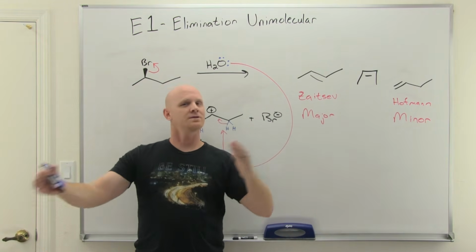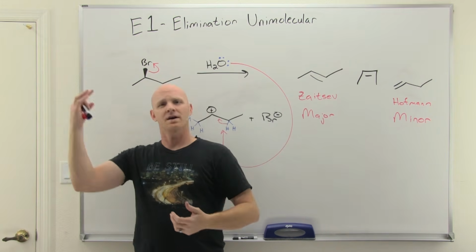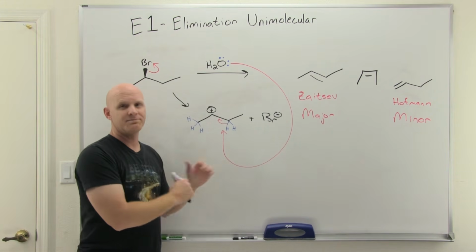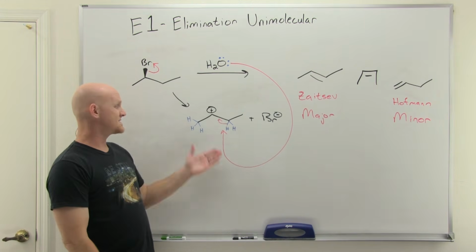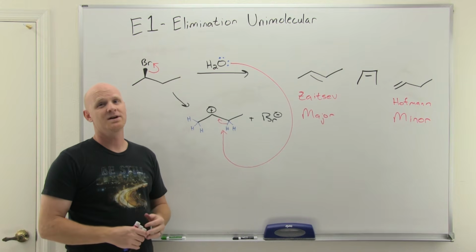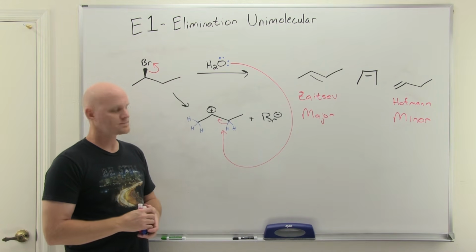For E2, it depended. Like we had bulky bases, and whether you have an antiperiplanar hydrogen or not, or if you have a bad leaving group. But for E1, always follow Zaytsev's rule. Now again, sometimes you've got to worry about carbocation rearrangements, but you're always just going to simply follow Zaytsev's rule. It's nice.